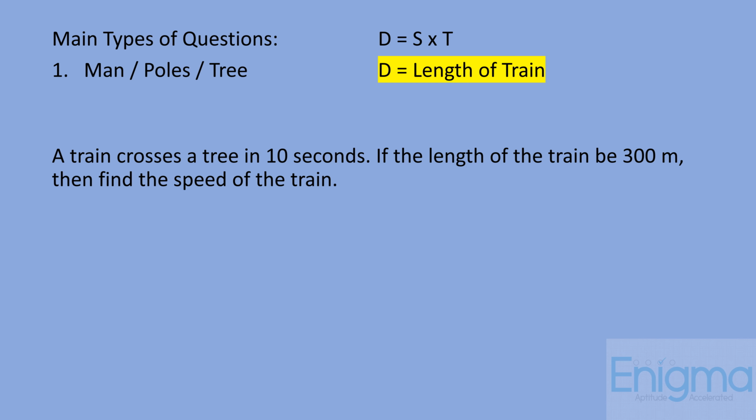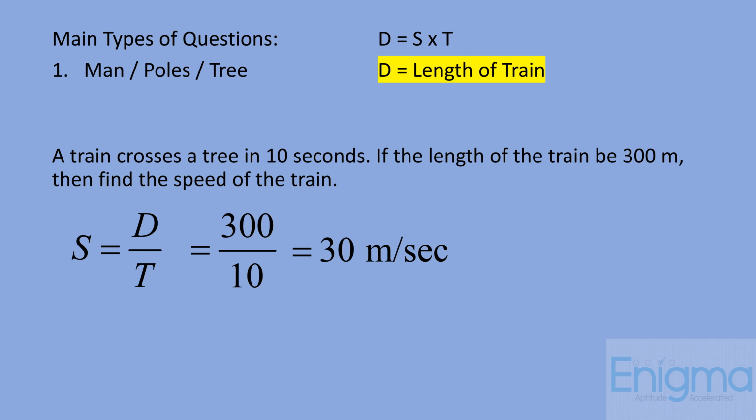A train crosses a tree in 10 seconds. If the length of the train be 300 meters, then find the speed of the train. Now from our basic formula, we know that speed is equal to distance upon time. Now in this case, distance is equal to length of train and time is 10 seconds. So we can write it down as S is equal to 300 upon 10, that is 30 meters per second. Very simple.